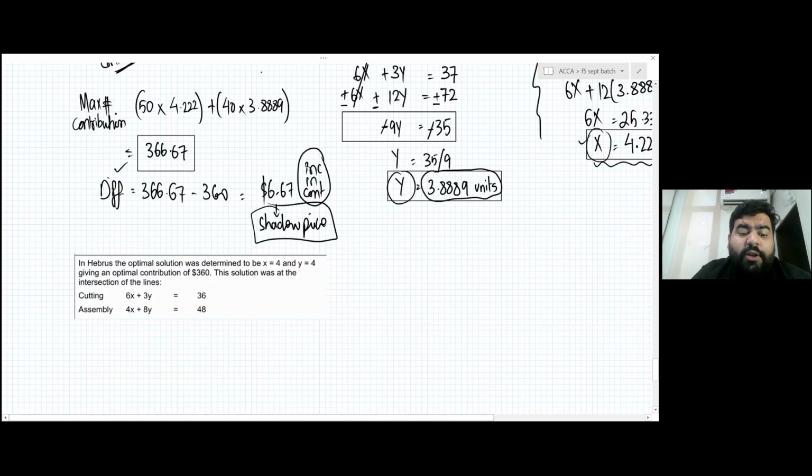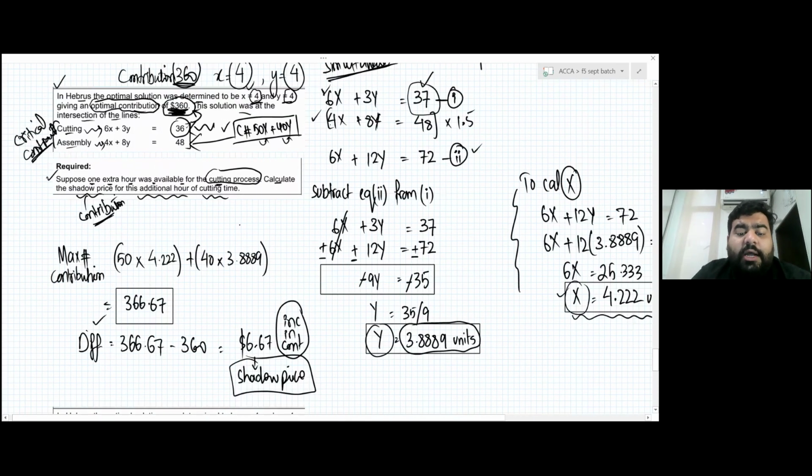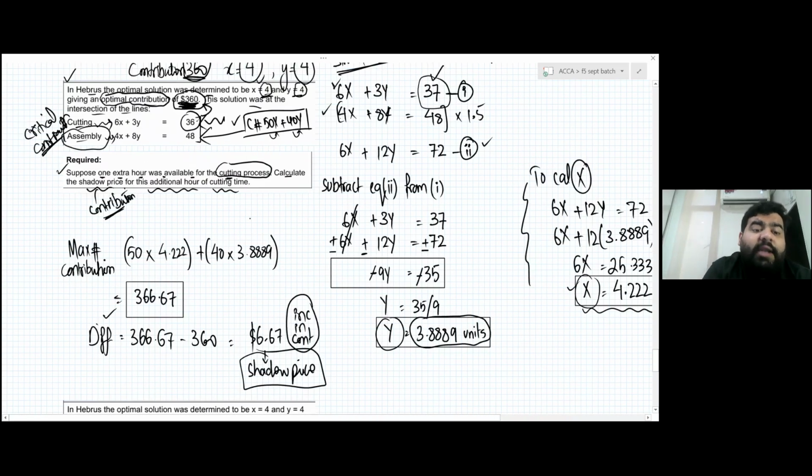Now what you have to do is calculate the shadow price for the assembly hour. If you want to calculate the shadow price of assembly, then this equation will remain the same: 6x plus 3y will be 36, not 37 now. But for this 48, you will do 49. Just calculate it accordingly, do the simultaneous equations as I have done. Calculate the number of units of x and y, and then use this equation 50x plus 40y to calculate the contribution. Deduct it from the old contribution and it will be the shadow price. You have 2 minutes to calculate it. Just calculate it. I'm waiting.